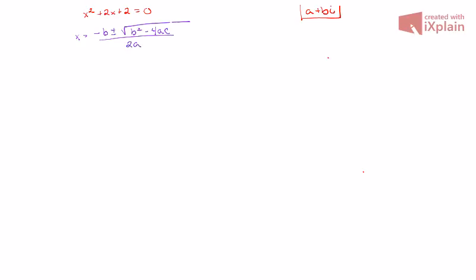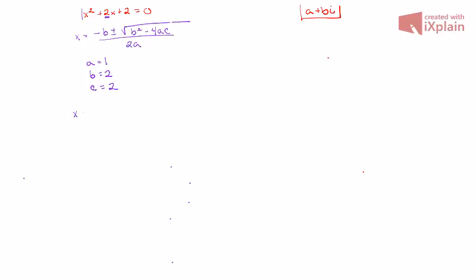Okay, so what we want to do is identify what a, b, and c are. In this case, a will be 1 because we have a coefficient of 1 sitting here. B will be 2, as is noted by the middle coefficient of 2 in that term. And then c, or our constant term, is 2. So that being said, let's go ahead and plug everything in.